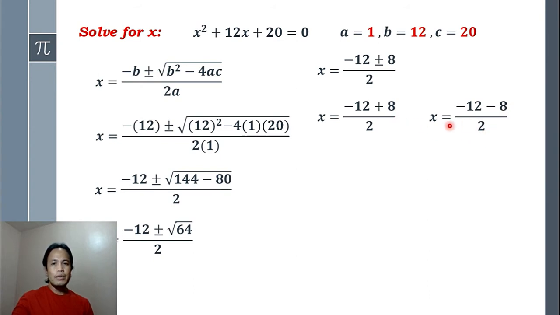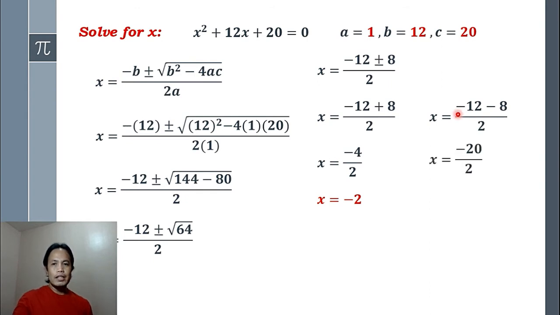So what we did here, we just simply break the two values of our variable x because this entails two values here, plus and minus. So we take first the plus, then we also take the minus. So in this case, we will simplify this fraction. So that is negative 12 plus 8 is negative 4 divided by 2, which is negative 2. So our first value for x is negative 2. Now for the second value, we will simplify this fraction.